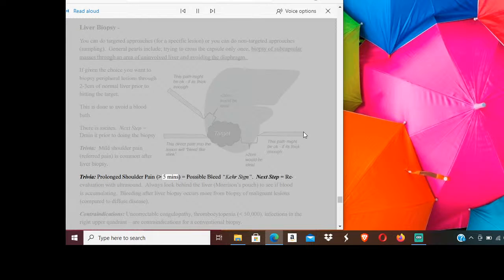Trivia, prolonged shoulder pain, 5 minutes, equals possible bleed. Next step equals re-evaluation with ultrasound. Always look behind the liver, Morrison's pouch, to see if blood is accumulating. Bleeding after liver biopsy occurs more from biopsy of malignant lesions, compared to diffuse disease.